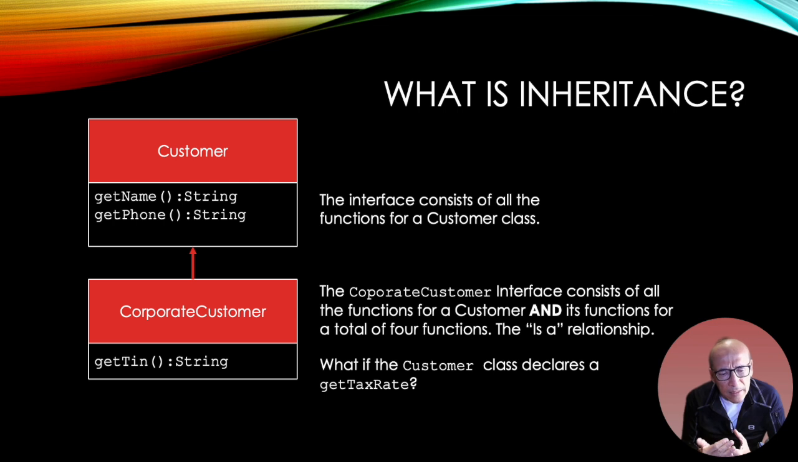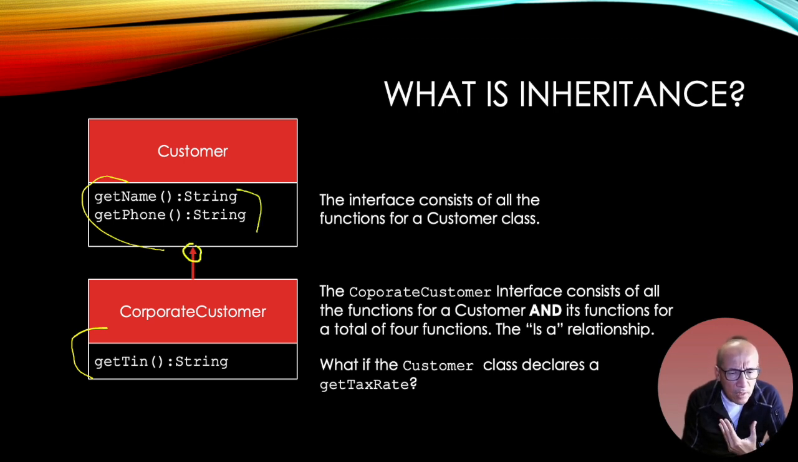A corporate customer has a get tin. Now you may be asking yourself, if you haven't seen one of these before, why don't I have these methods in here? That's because I am a customer. I'm not going to copy, even in the UML diagram, the methods down here. I have to visualize and know that whatever relationship I have means I get these.